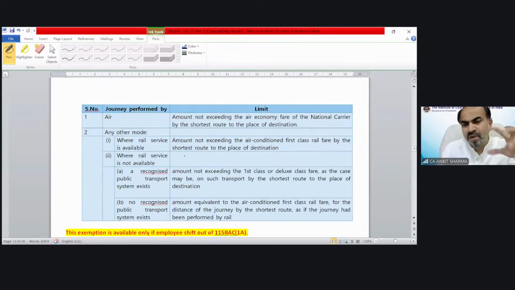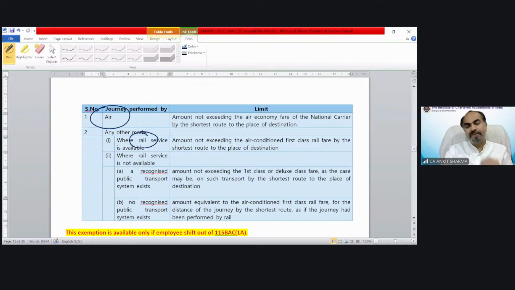So if you are going to travel, there would generally be 3 ways to travel. The public transport. First one, either the journey would be conducted by aircraft. That would be the first case. Second, in any other mode, there are 2 situations. Either that journey is going to be performed via train, or if the train does not exist, then any other public transport system exists. So that could be a bus, etc. And if no public transport is there, then we are going to find out the value as per point number B. So let me explain this provision with the help of a diagram.